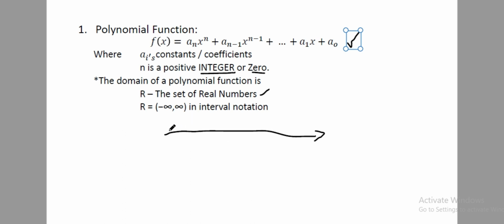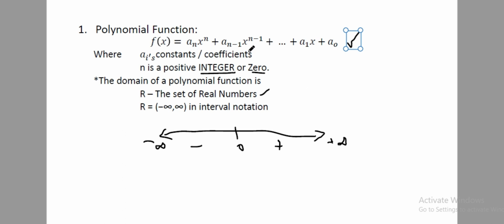Remember the number line. This is the illustration of the set of real numbers. The left side is of course negative infinity. We also have 0 at the center, negative numbers at the left and positive numbers at the right. And towards the right is positive infinity.